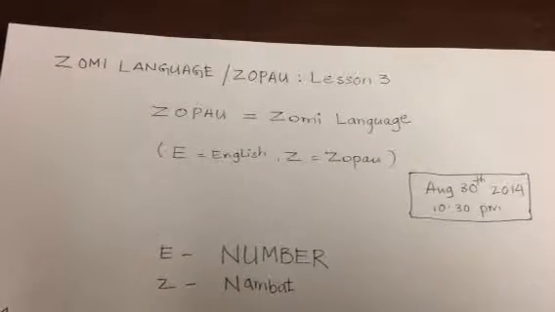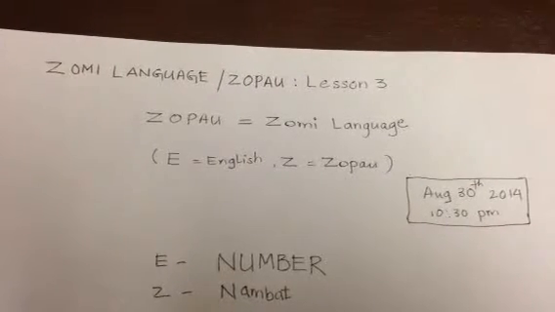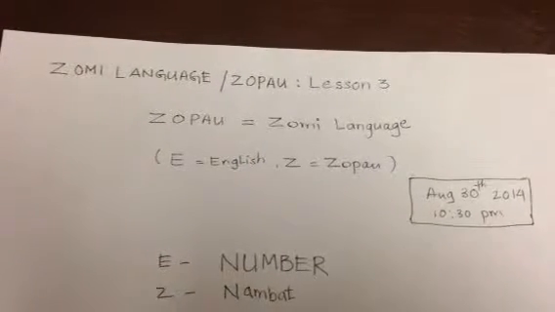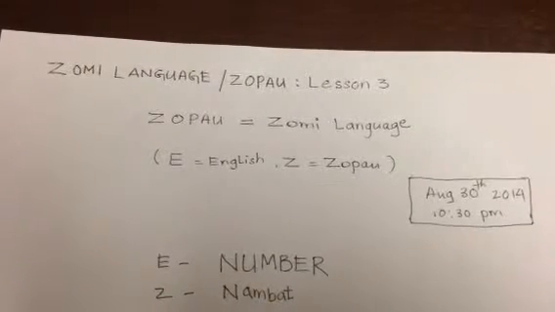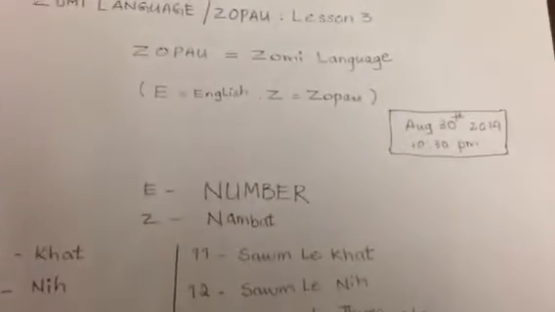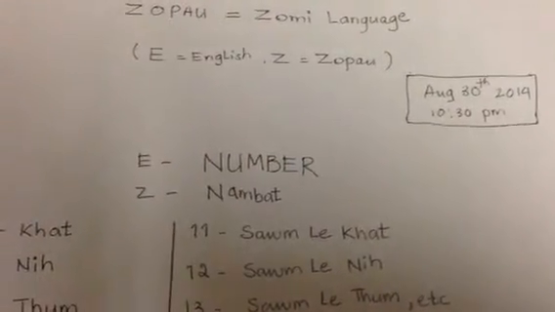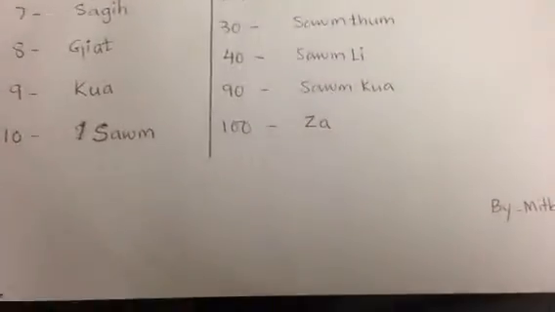Today I want to teach you some Zomi language or Zopau. Lesson number 3. Zopau means Zomi language. E is English and Z is Zopau. Today I want to teach you number 1 to number 100.